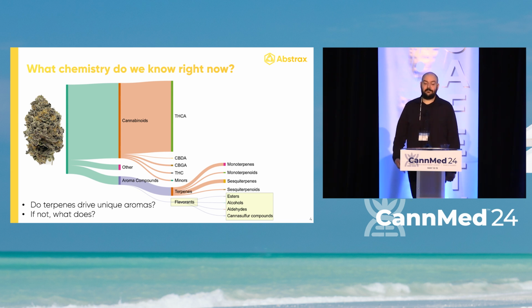THC cannabis. But then also breaks down into other things like other class, which would be flavonoids, fats, waxes, and aroma compounds. In aroma compounds, you break down into things like terpenes or flavorants. Terpenes are a subclass of flavorants, but for the purposes of this, I will keep them separate. And flavorants break down into esters, alcohols, aldehydes, sulfur compounds.